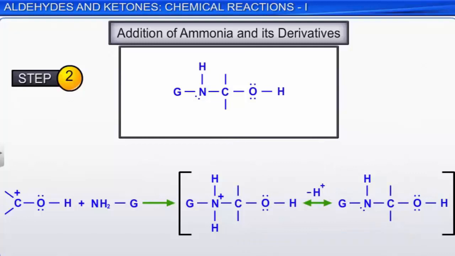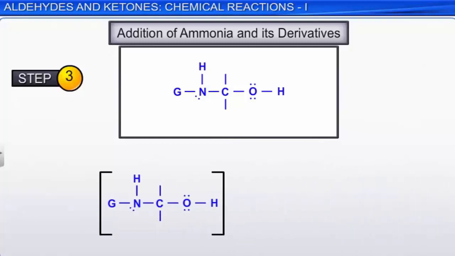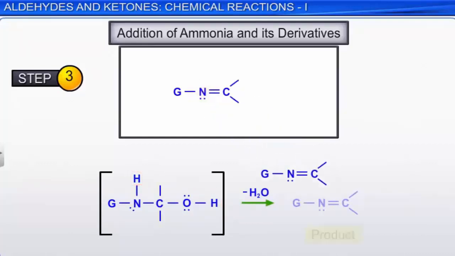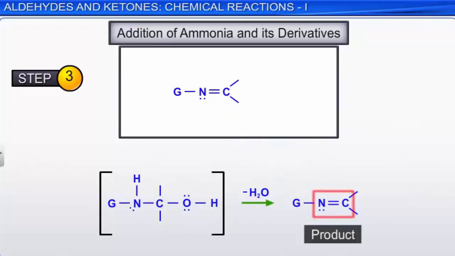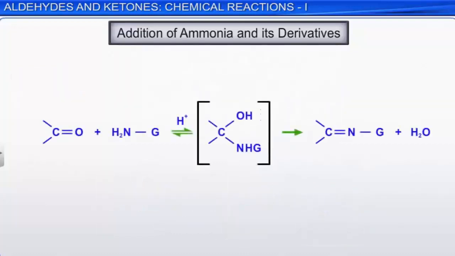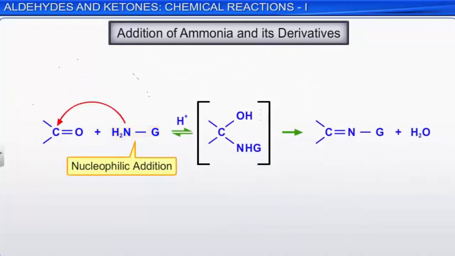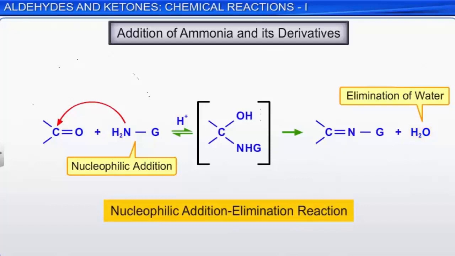3. Further, the elimination of the water molecule from the intermediate results in the formation of the product with the carbon to nitrogen double bond. Since these reactions involve the addition of a nucleophile in the presence of an acid followed by the elimination of the water molecule, they are termed as nucleophilic addition-elimination reactions.